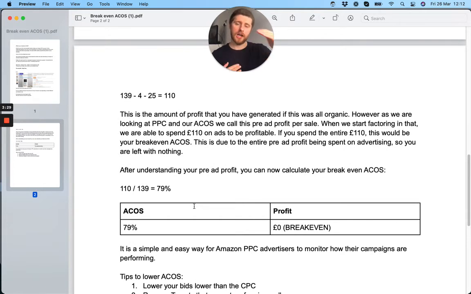So anything over 79%, you'd be spending more than £110 on advertising, which would essentially mean you are losing money on that advertising campaign. Anything under 79%, so you'd be spending less than £110 on ads, would make those advertising campaigns profitable. So that's why ACOS is so important, and you need to understand your break-even ACOS to implement the correct strategies for your advertising moving forward.